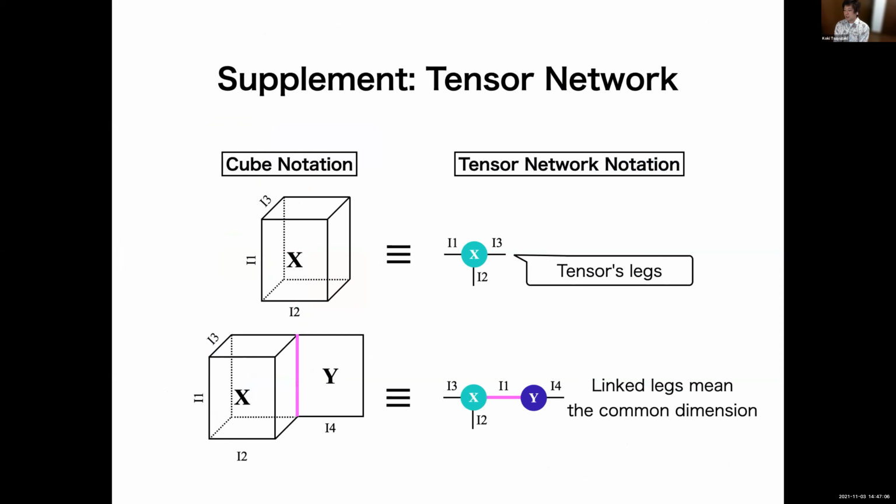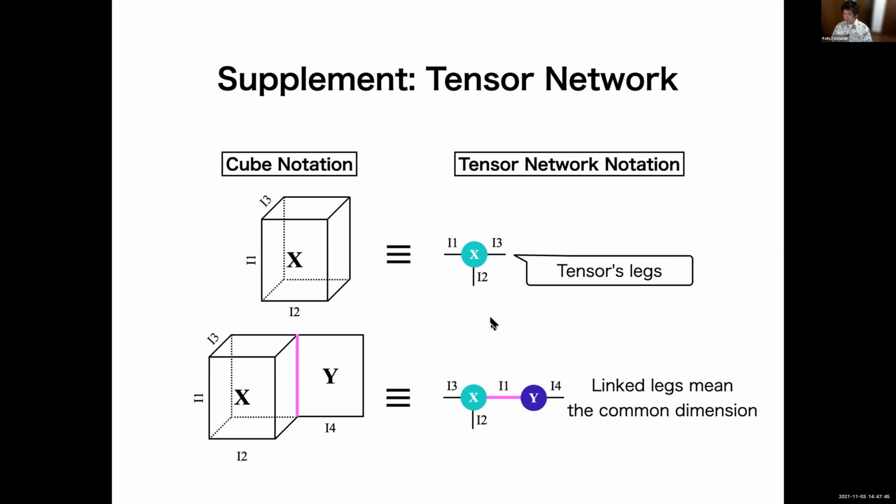In order to demonstrate MuTensor, I will now explain something called a tensor network. So far, tensors have been explained as cubes, but these can also be represented as graphs using the tensor network notation. For example, a third-order tensor X with dimension I1, I2, and I3 can be represented as a graph with 3 legs in a tensor network.